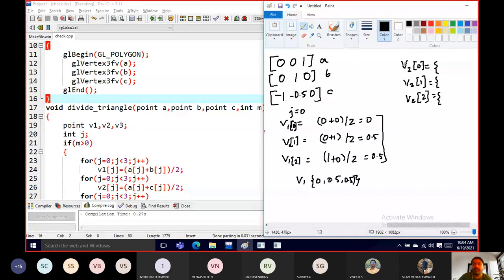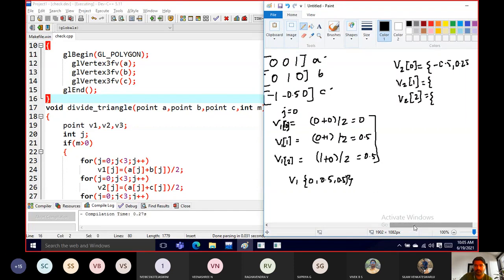So V2 of 0 is A and C. So this and this I have to consider. So 0 minus 1 is minus 1, by 2 is what? Minus 0.5. Next, 0 plus minus 0.5 is minus 0.5, by 2 is what? 0.25. Then 1 plus 0 by 2 is 0.5. So these are the values.